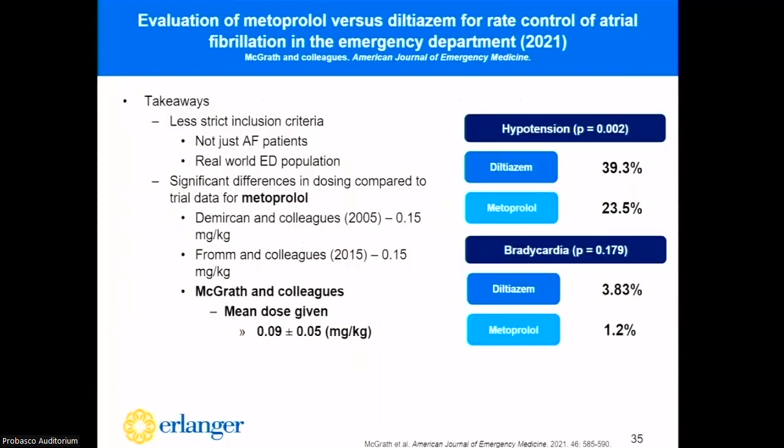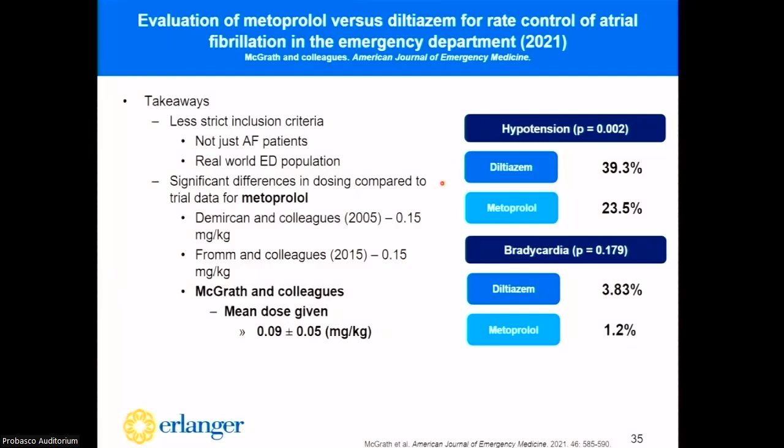So your takeaways from this study: they had less strict inclusion criteria compared to our trial data. So they included not just AFib patients, but any patients that received an IV dose of these medications, so potentially a more realistic ED population. And so we were able to see some of this benefit in their specific AFib subpopulation, but with potential confounding as far as that presentation goes.